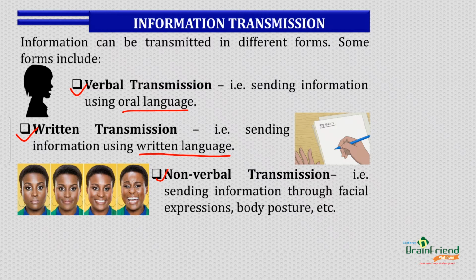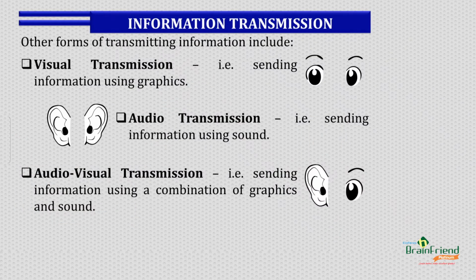And then there is the non-verbal transmission. In this case, we are neither writing nor speaking. We use other forms such as body language, facial expression, body postures. For instance, I'm sure you can interpret different things from the different facial expressions. Other forms of information transmission include visual transmission, audio transmission, and audiovisual transmission.